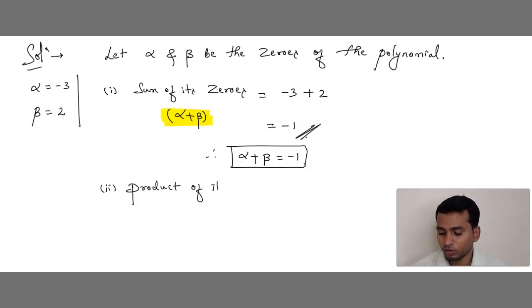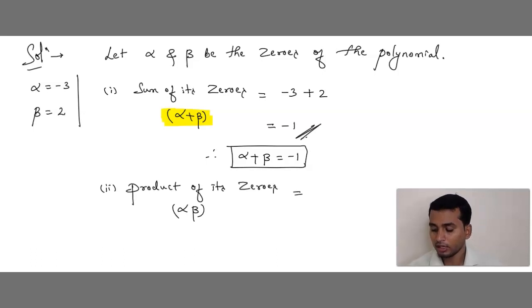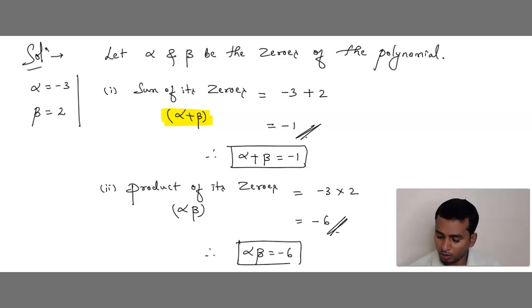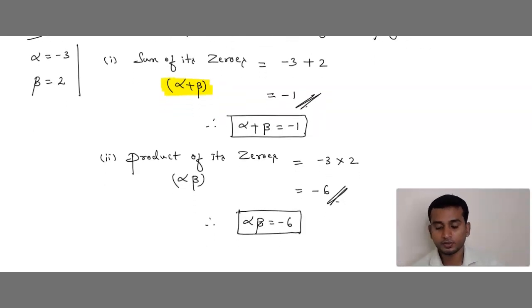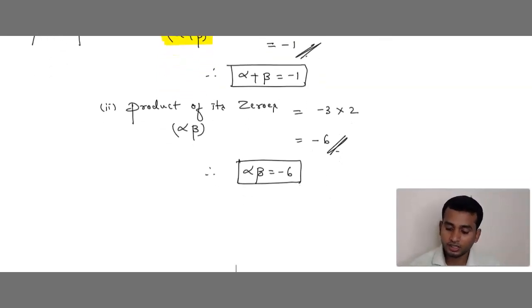Similarly, option 2, what was the question? Product of its zeros. Now we should find product of its zeros, meaning alpha into beta, right? That is equal to, what is the alpha answer? Minus 3 into beta value 2. That is minus into plus, minus 3 times 2 is 6. That is minus 6. So therefore, alpha into beta is equal to minus 6. So this is the way we have to solve this problem. Understood, children? How to find sum of its zeros and product of its zeros? If they have given ABC values, then you have to use the formula minus b by a, c by a. If they have given the alpha beta values directly, then we have to directly add and multiply. Understood? So this is the direct case.